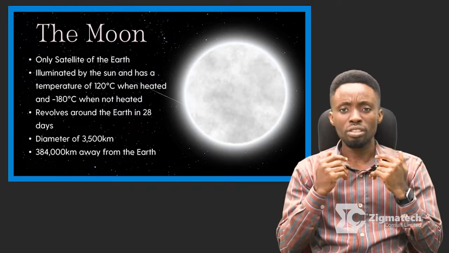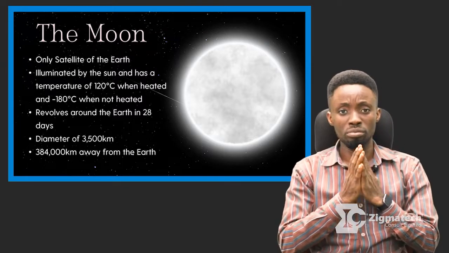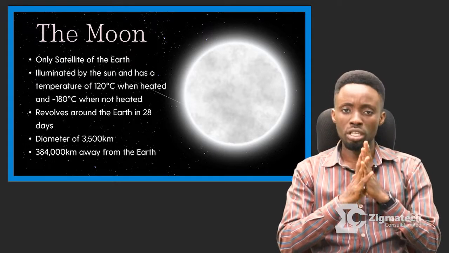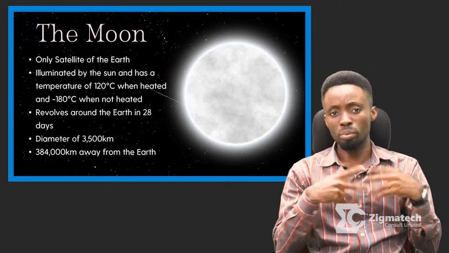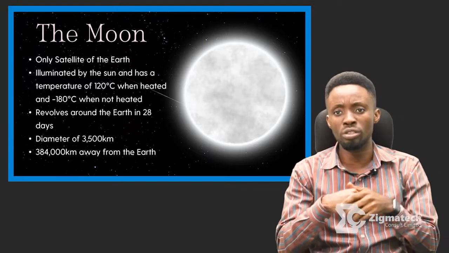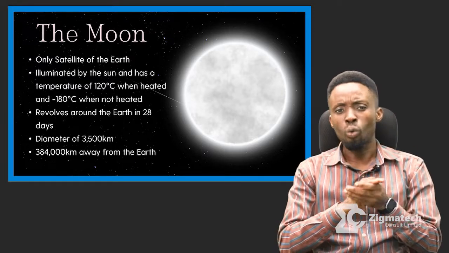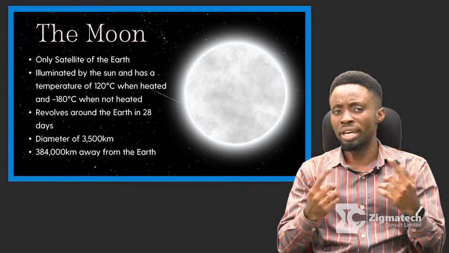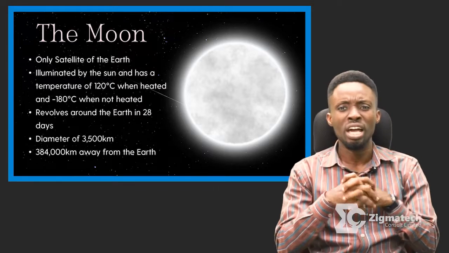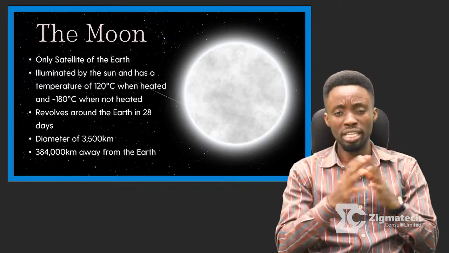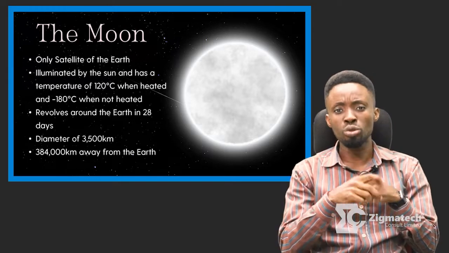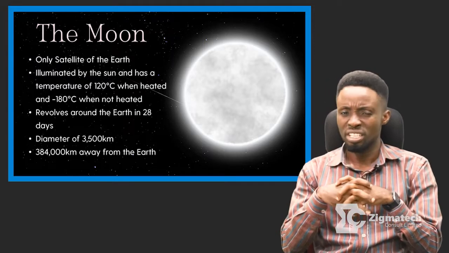Now, like I said, the Earth has only one satellite, which is the Moon, and the Moon is not a luminous object, meaning that the Moon depends on the Sun for its light, or we say it is illuminated by the Sun. And when the Moon is illuminated by the Sun, it gets to a maximum temperature of 120 degrees Celsius, and when not illuminated, at the coldest level, the temperature can drop to minus 180 degrees Celsius.